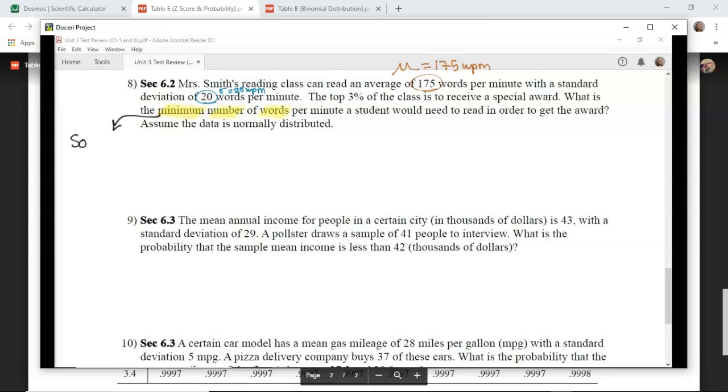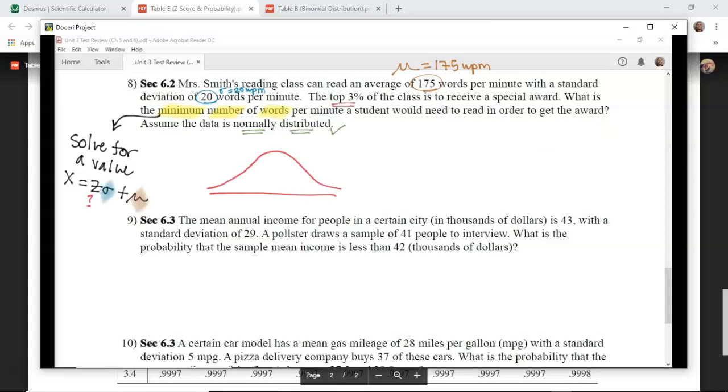So minimum number of words implies we're looking for a value. Since we're solving for a value, we use a different equation: X equals z-score times sigma plus mu, or X equals the standardized score times the standard deviation plus the mean. We want to figure out what that minimum score X of words per minute a student would need to read in order to get an award. So when it says assume the data is normally distributed, what can we do?